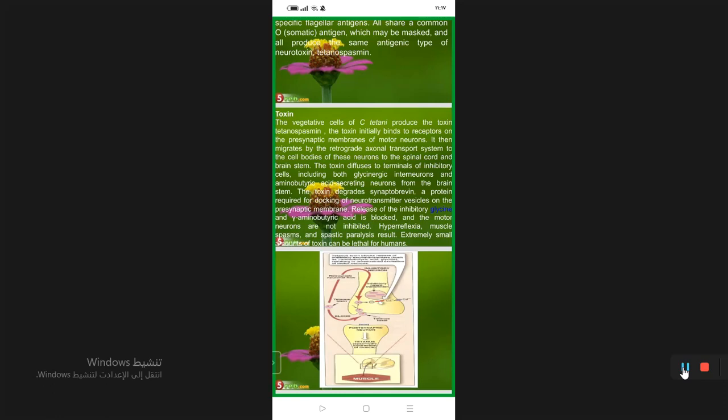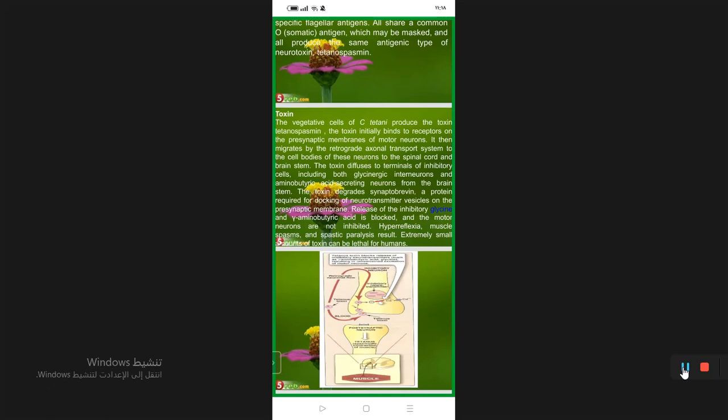This leads to hyperreflexia, muscle spasm and spastic paralysis. هنا راح نشوف انه الباراليسيس هو spastic paralysis، وبينما بالبوتشيلزم شو يكون flaccid paralysis. This occurred due to the effect of the toxin on inhibitory neurons, and prevents the action of gamma-aminobutyric acid and glycine.